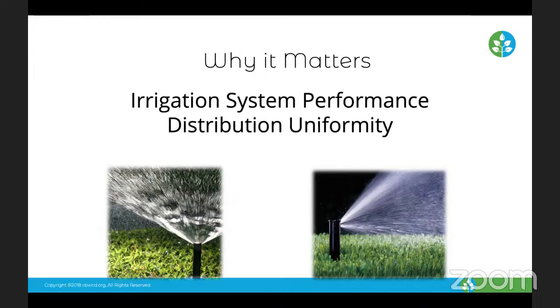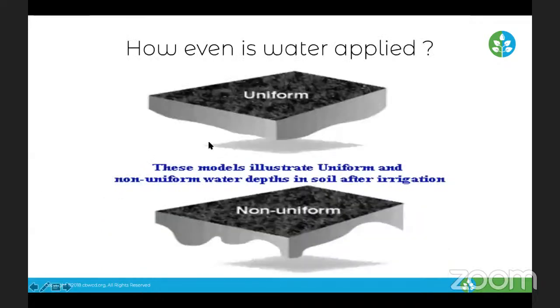So why does all of this matter? Irrigation system performance has a term we use in the industry, distribution uniformity, which simply means how evenly the water is being distributed over the zone. All right, so this is the ideal situation. This is nice and uniform. This is the representation of the soil level, and then below the soil, this is the saturation level, fairly even. Again, our irrigation systems are not going to be 100% efficient, but we want to get as close as possible.